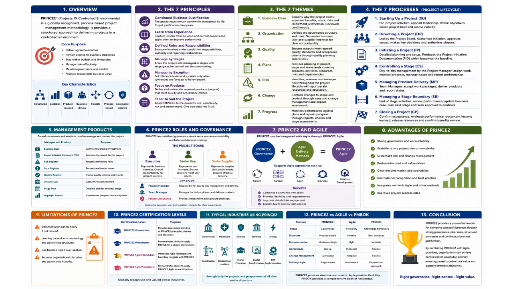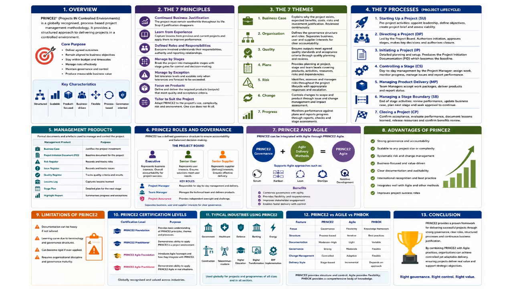Starting at the top left, the overview reminds us that PRINCE2 stands for Projects in Controlled Environments. It is a structured, process-based methodology designed to ensure projects remain aligned with business objectives while maintaining governance, accountability, and control. The methodology is scalable, flexible, and suitable for projects of any size or industry.